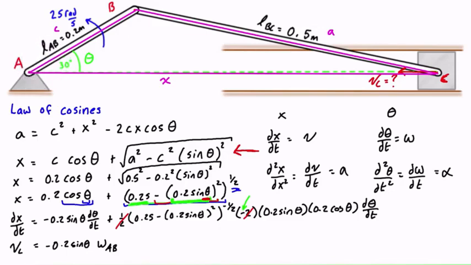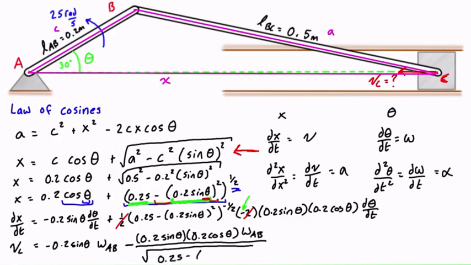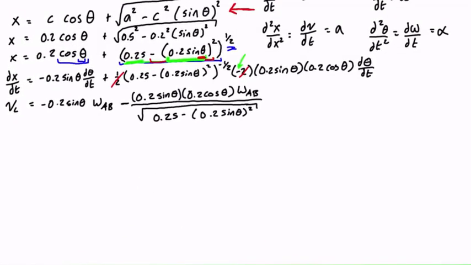And then the rest of the expression is all one big term. Don't forget that negative sign, so we can have it right here. And then let's write what we had on the top. Basically this section will be on the top, and this will be on the bottom because of that negative exponent. So let's write the top first, which is 0.2 sine theta times 0.2 cos theta times d theta dt, which is omega AB. And then we can write the denominator, which is the square root of 0.25 minus 0.2 sine theta all squared. Okay, let's give ourselves a little bit more room to work with here.